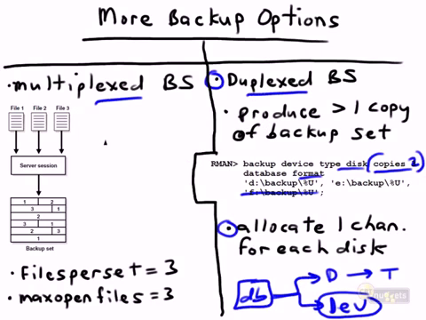Now, multiplexing is a little bit different. You'll remember from previous examples of using RMAN that you have a channel that represents a server session, and normally that channel is going to associate only with a single file.